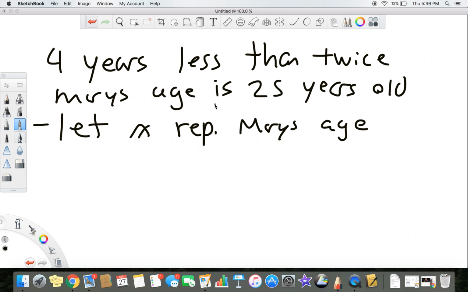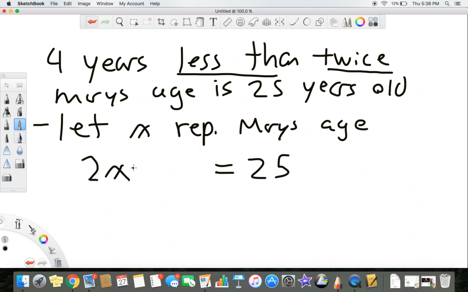Now you want to go back and find out what our words mean here. So we have twice, so that means multiplied by 2. And 4 years less, that's going to be a subtraction, less than. So let's get Mary's age, because we know 4 years less than twice Mary's age is 25 years old. So let's write it down. We know it's going to equal 25 years old, so we got the 25 out of the way. So 4 years less than twice Mary's age. So we'll get twice Mary's age, and it's going to be 4 years less. So we subtract 4.